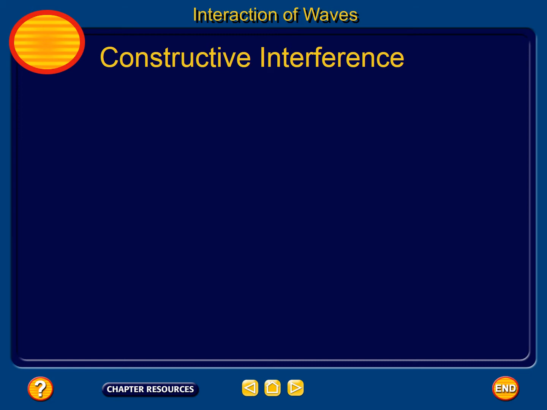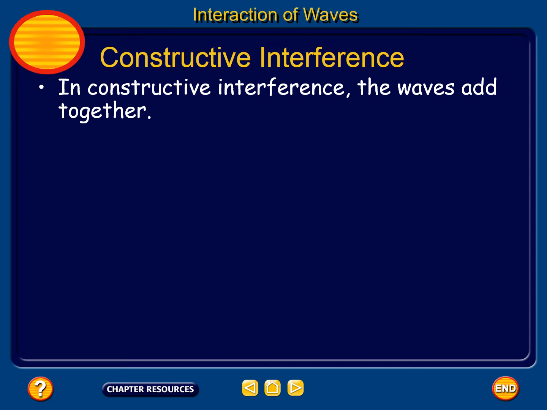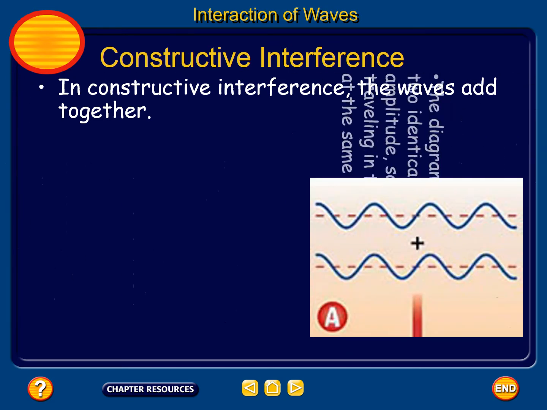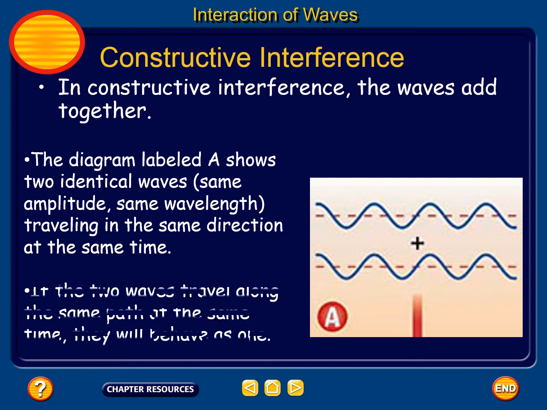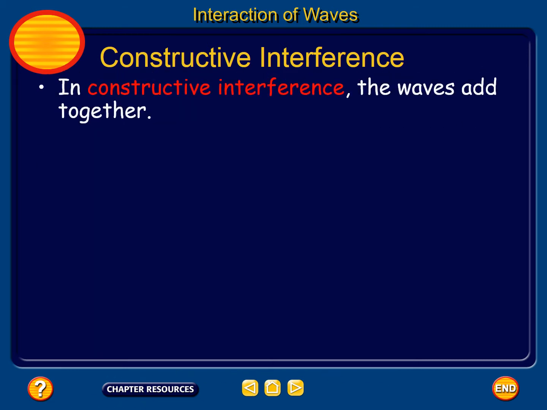Interference in which waves combine to form a wave with a larger amplitude than any individual wave's amplitude is called constructive interference. The diagram labeled A shows two identical waves with the same amplitude and the same wavelength, traveling in the same direction at the same time. If the two waves travel along the same path at the same time, they will behave as one. You can think of constructive interference as waves helping each other or adding their energies. So we can simply say that in constructive interference, the waves add together.